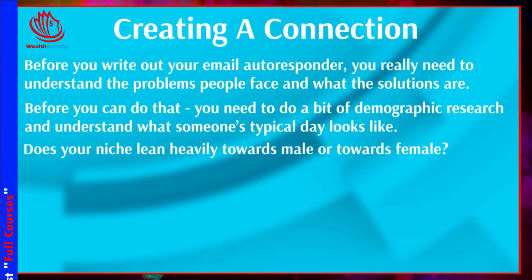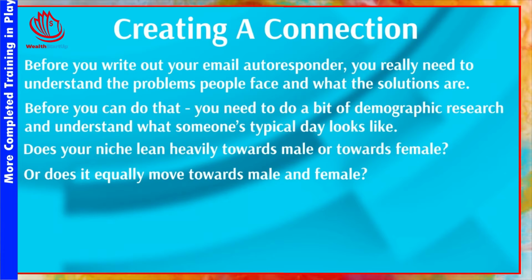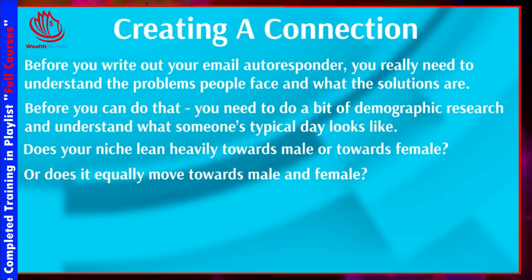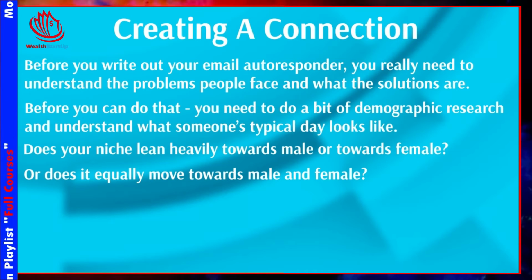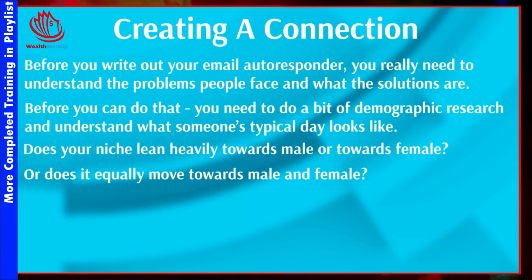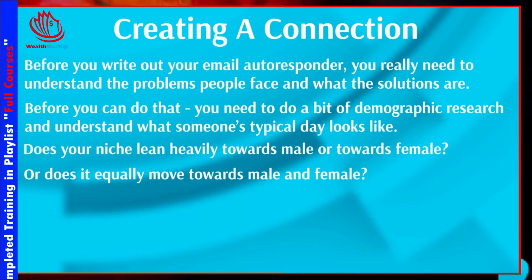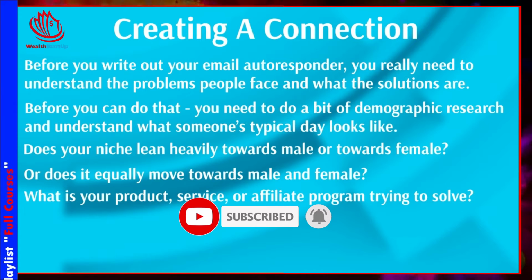So my question to you is, does your prospect within your niche lean heavily towards male or towards female? Or does it equally move towards both male and female? In order for it to lean just towards female, let's say, for example, that niche is 90% female, or even 95% female, or even 75%. But even at 75%, you're moving towards that 50% so that it's both male and female. But if it's heavily towards males or heavily towards females, 80% or above, or 90% or above, then you want to jot that down. The next question is, what is your product or service or affiliate program trying to solve?